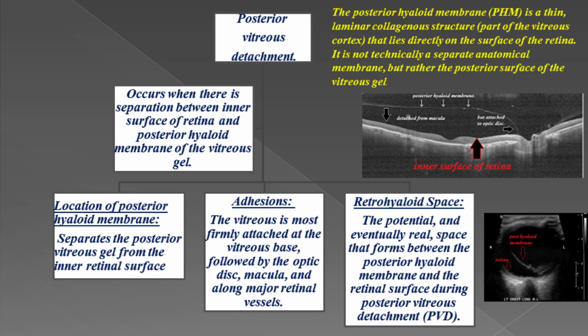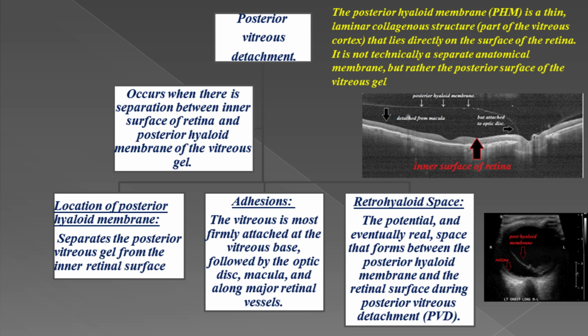The posterior vitreous detachment occurs when there is separation between the inner surface of the retina and the posterior hyaloid membrane of the vitreous gel. The posterior hyaloid membrane is the thin laminar collagenous structure, part of the vitreous cortex, that lies directly on the surface of the retina. It is not technically a separate anatomical membrane, but rather the posterior surface of the vitreous gel. Regarding location, the posterior hyaloid membrane separates the posterior vitreous gel from the inner retinal surface.